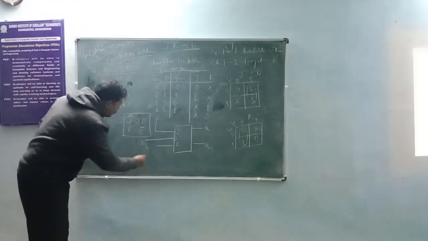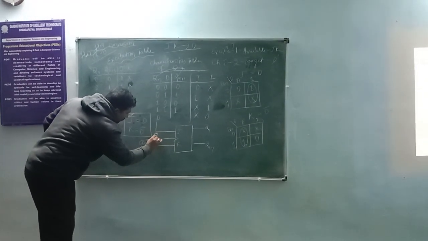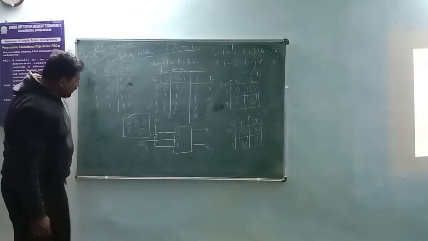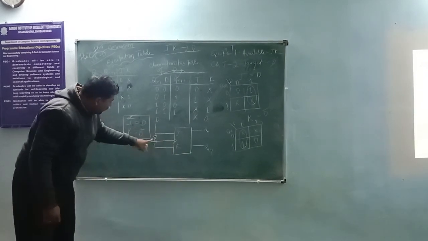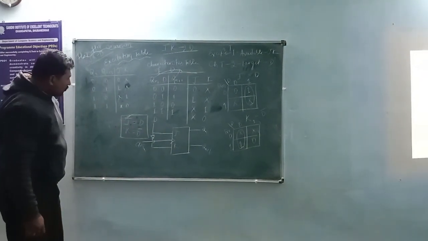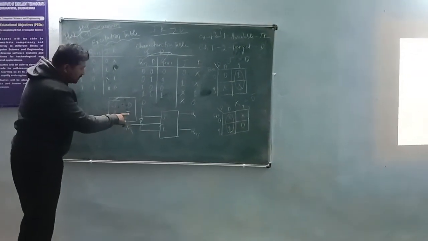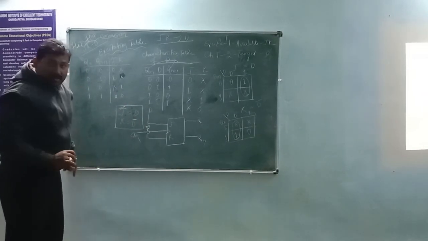So what we can do here is take one NOT gate. This one is a NOT gate. With the help of this NOT gate, we can give the input of D to K as D bar. So this is a JK flip-flop which has been successfully converted to a D flip-flop.